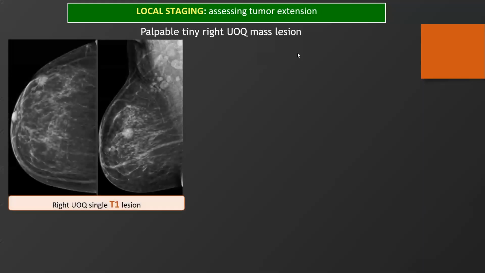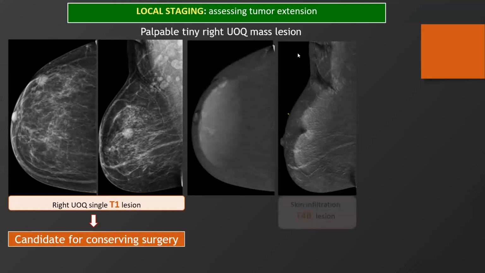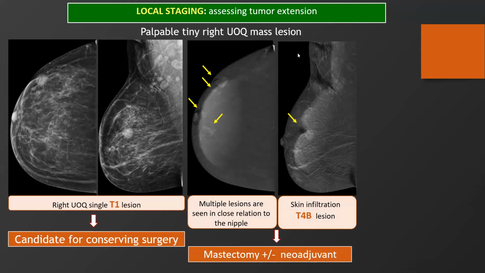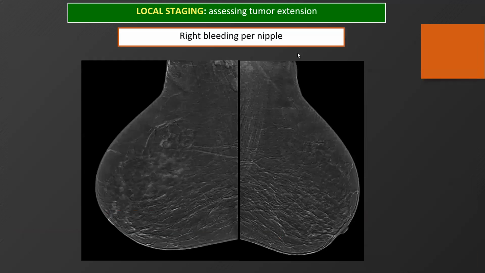Yes, I agree. In this patient with a palpable tiny right upper outer quadrant mass lesion, it was a T1 lesion, and it was a candidate for conservative surgery. But with the contrast mammography, skin infiltration is very obvious. So it is not a T1 tumor mass, but it is a T4B lesion. And also there were multiple lesions seen in close relation to the nipple. So this was a multicentric lesion, and the patient underwent mastectomy plus or minus neoadjuvant chemotherapy. This was confirmed by ultrasound examination.